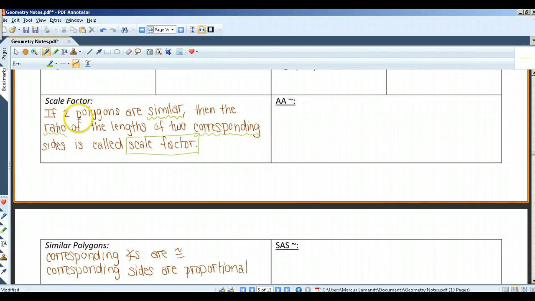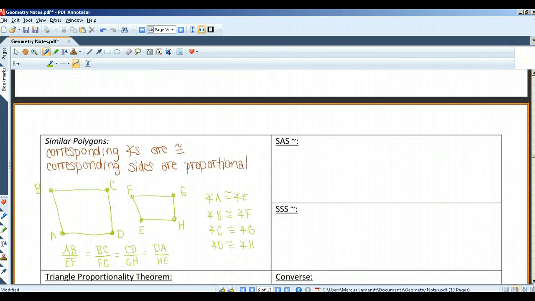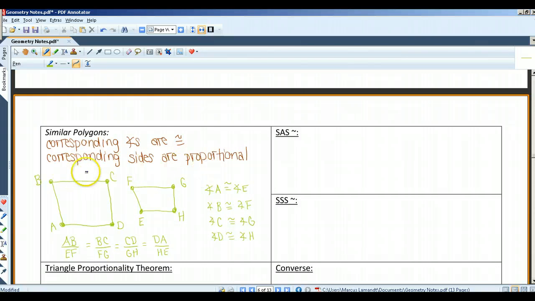If two polygons are similar, then the ratio of the lengths of two corresponding sides is called the scale factor. What similar means, I have it down here. Two polygons are similar if the corresponding angles are congruent and the corresponding sides are proportional.